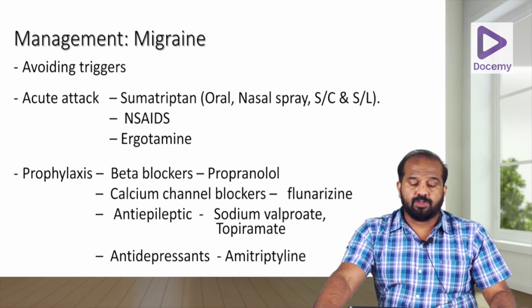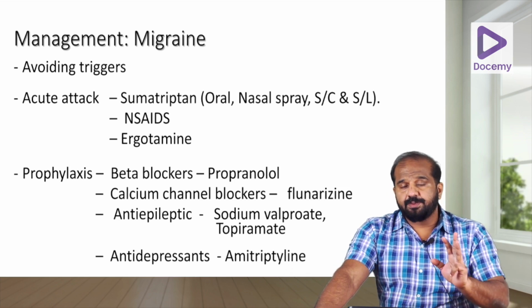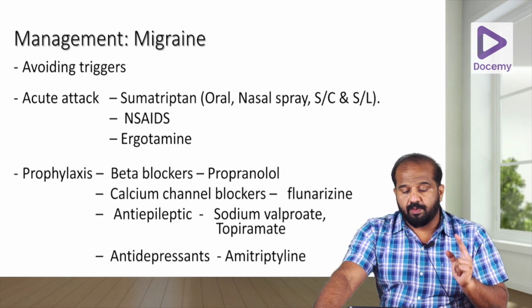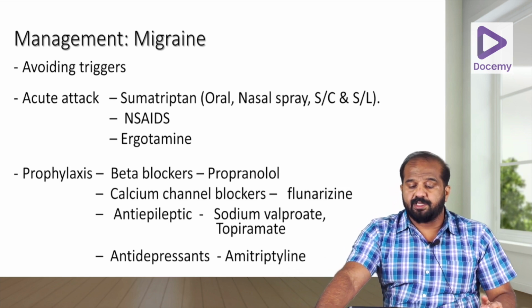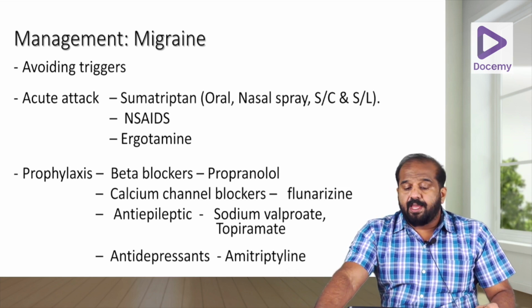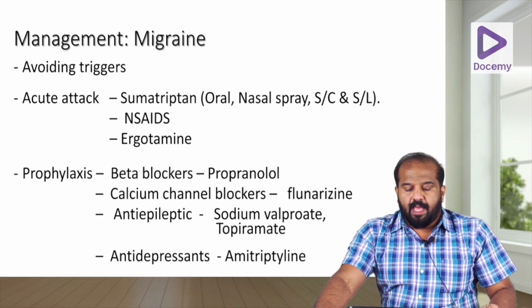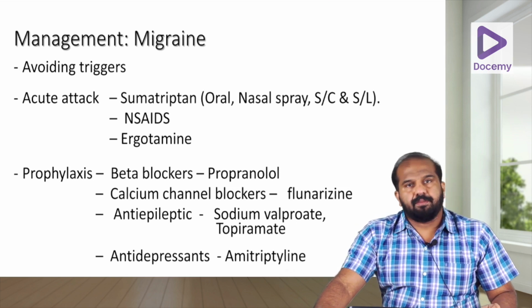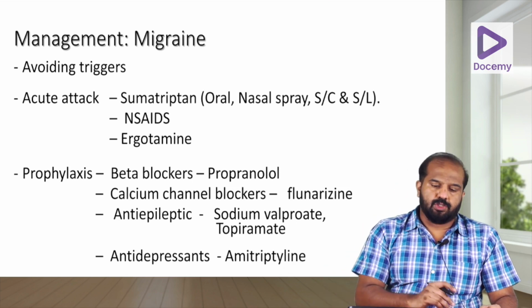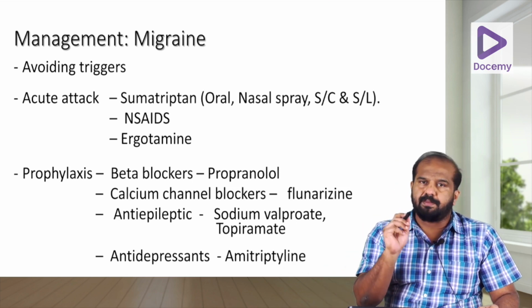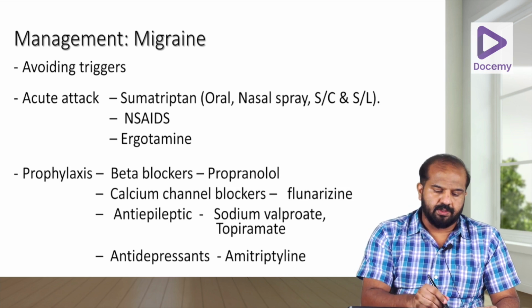What are the drugs used? Beta blockers, especially non-selective propranolol. Propranolol is an excellent drug. Calcium channel blocker, flunarizine; anti-epileptic drugs, sodium valproate and topiramate; antidepressant, amitriptyline. Okay, these are the drugs. The management of migraine can be asked separately as a short note.